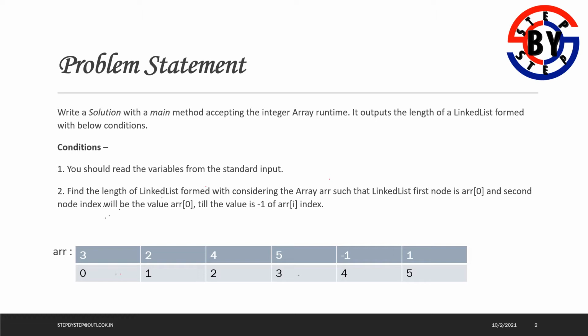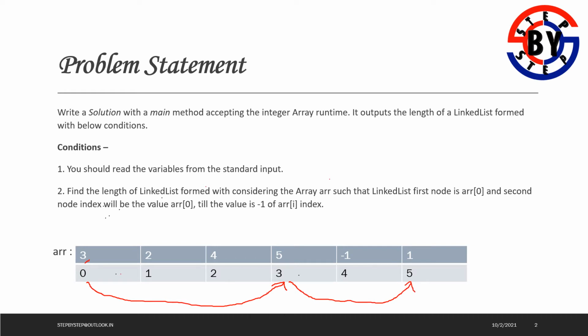Now the condition says that we need to start from array of 0, so this will be our first value, at the 0th location. Then the second value will be the value stored at the third index, as this value is 3, so we need to go to the third index. So the first value will be 3, then the second value will be 5. To find the third value, we need to go to the fifth position because there is 5 here. So the third value becomes 1.